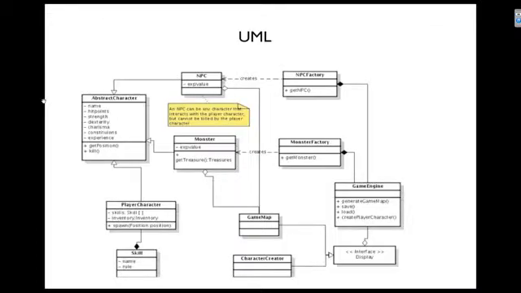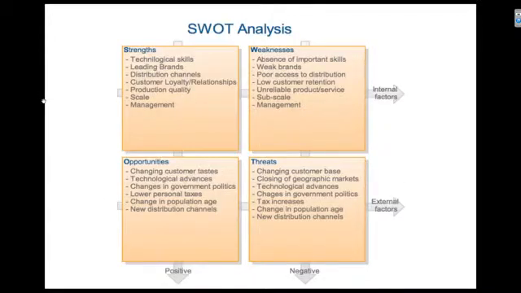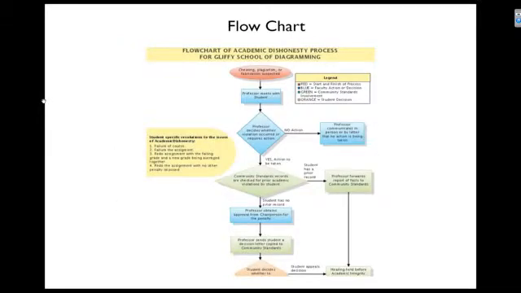Here's a UML diagram, which is used for documenting software development or software architecture. This is a SWOT analysis diagram. A lot of business development type of people like to use this kind of drawing to evaluate the state of the business. It's a great little exercise to go through. This is another flowchart that you've already seen, but completed.